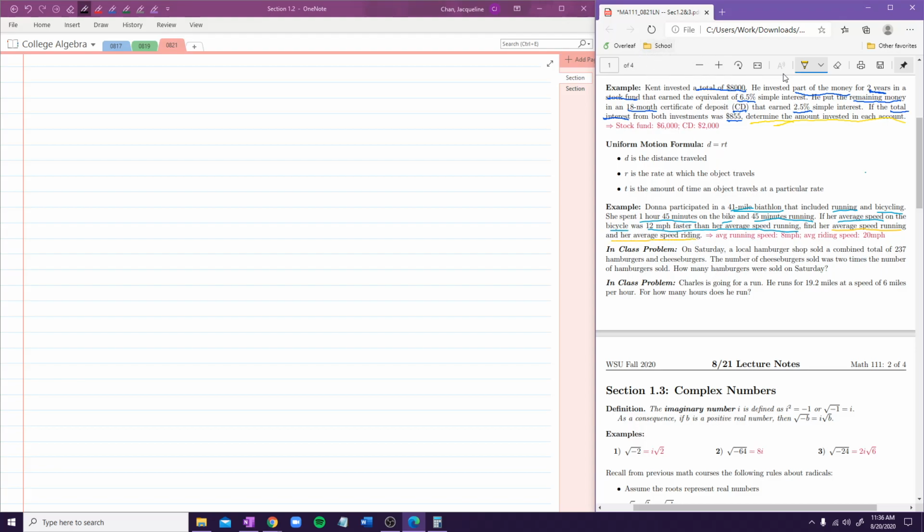So first things first, let's label a variable. Reading this, one thing that really caught my eye is that she said her average speed on the bicycle was 12 miles per hour faster than her average speed running. That tells me that I want x to be her average running speed.